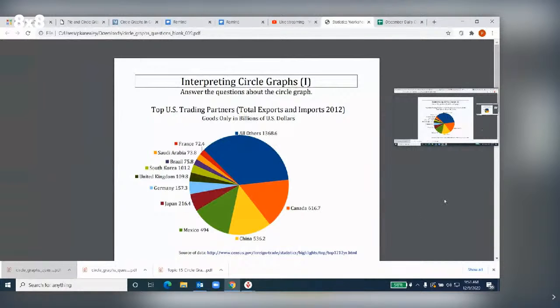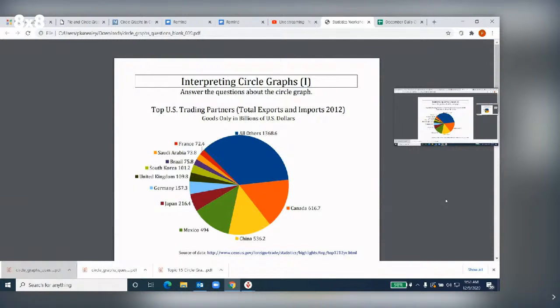Guys, welcome. Like I said, we're going to continue to do some circle or pie graphs today. This one's in color, just so you can see, because on the test you might have one in color. But I just wanted to go over a couple more.